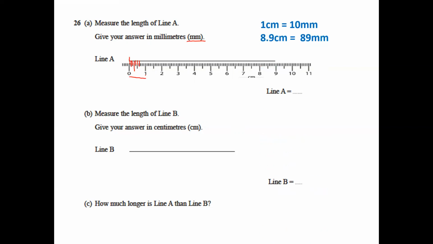Therefore, 8.9 centimeters is equal to 89 millimeters. So the answer is 89 millimeters, because the question says you have to present the answer in millimeters.